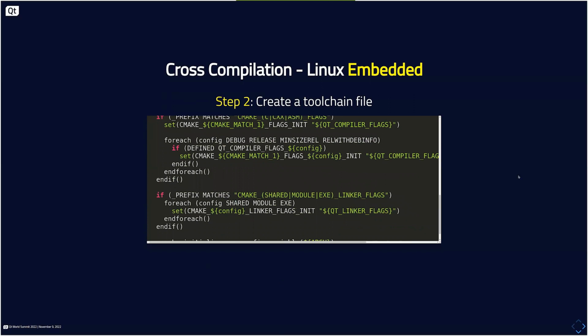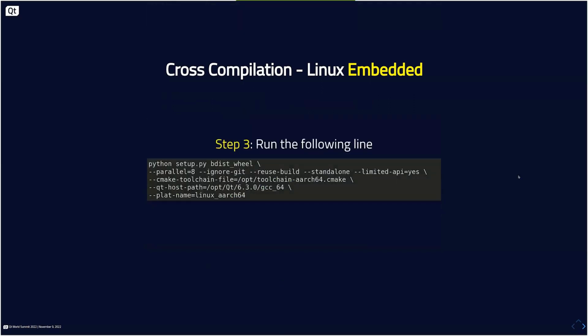Once that is done, step 3 is to run python setup.py inside the PySide repository. And in this particular case, you will have two new options: the CMake toolchain, which points to the CMake toolchain file you created in step 2, and a platform name, which is the platform that you're creating the binaries for. And that's it. That's all you need to do. At the end of this, you will have PySide builds for the platform or architecture under consideration.